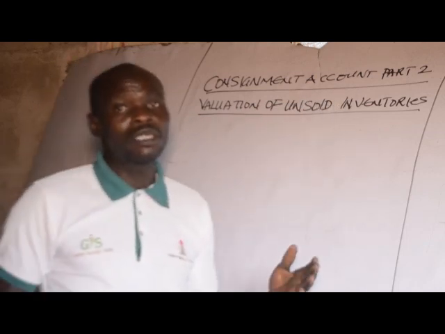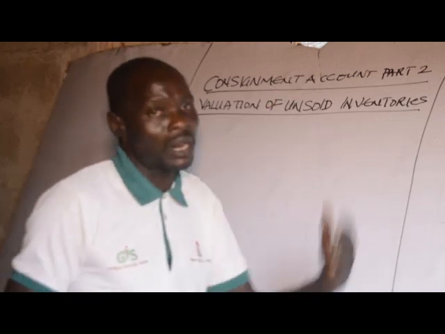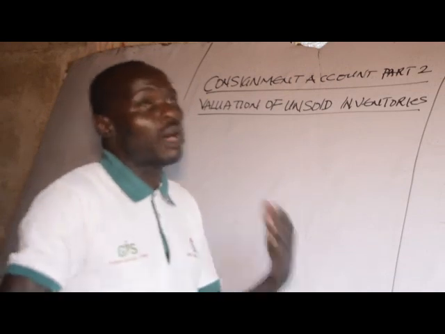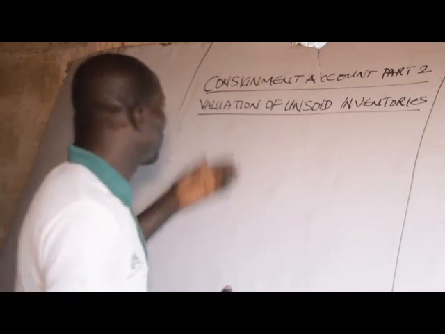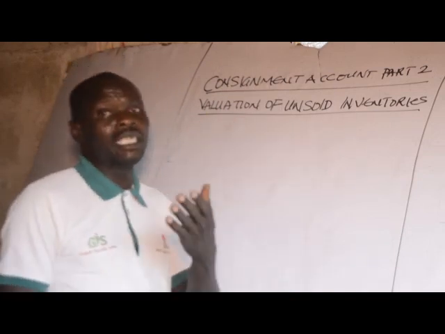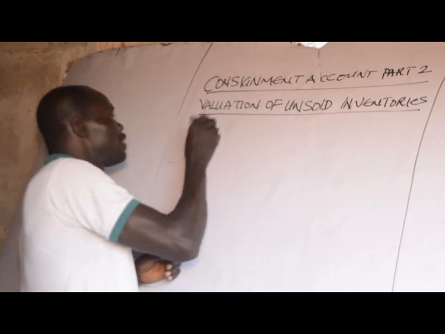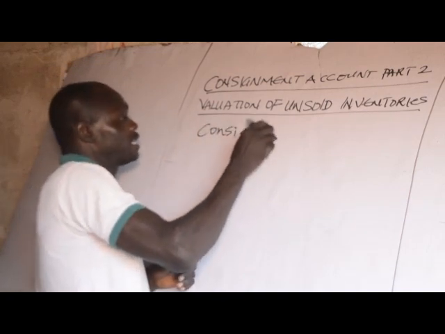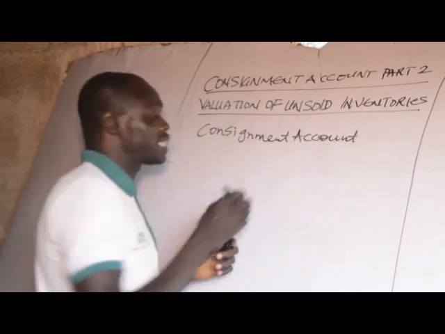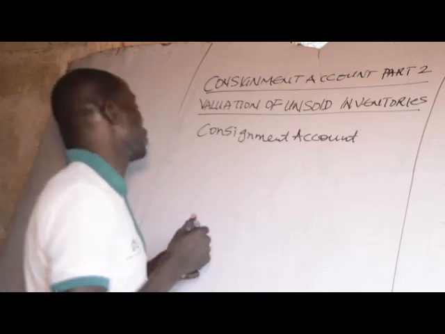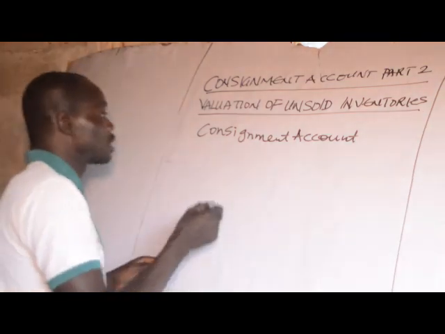In part 1, I told you that consignment is a process of dispatching goods from one person to another, from the principal to his agent for sales. The principal is the consignor, while the agent is the consignee. I said that the consignment account is a form of profit or loss account, prepared to ascertain the profits or losses on the consignment.